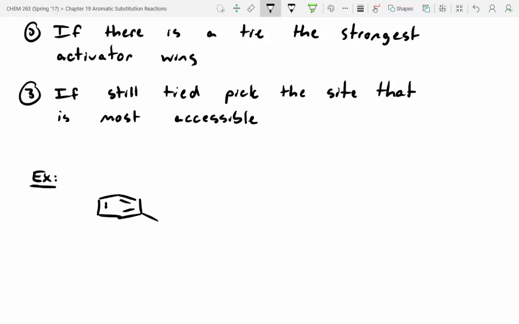So for this one, I'll have a nitro group down here. I'll have my methyl group up here. And then I'll have an alcohol over here. And in this case, we're going to do bromination, so standard bromination conditions. So I'll give you guys a minute to work on this and then confirm with your neighbor.